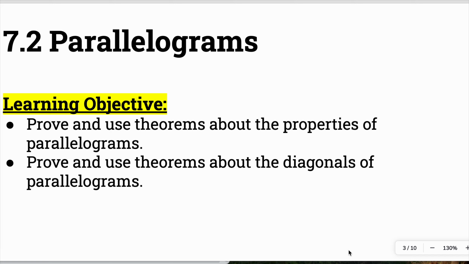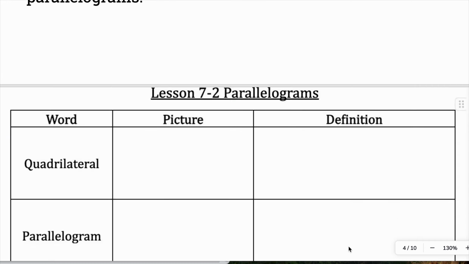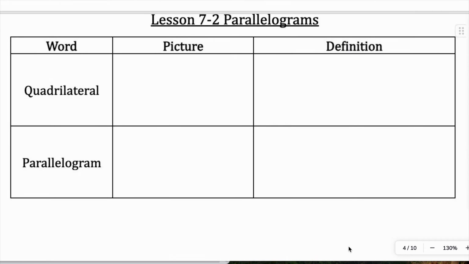Today we're starting our Unit 7 over some quadrilaterals and polygons. So we're going to talk about parallelograms specifically today. We'll prove and use theorems about the properties of parallelograms and how to use those to determine their diagonals as well. Let's first talk about what a normal quadrilateral is, and then how I know if it's a parallelogram or not.